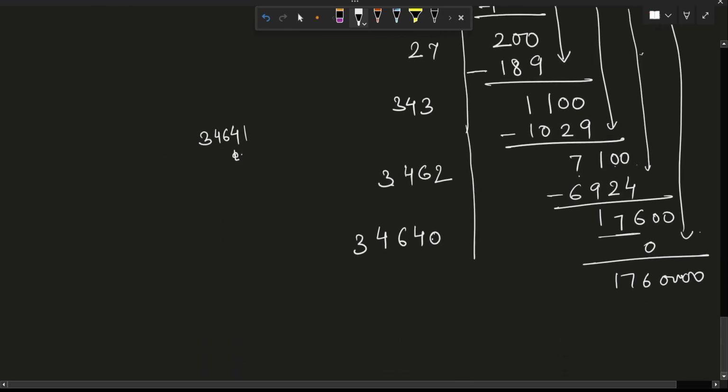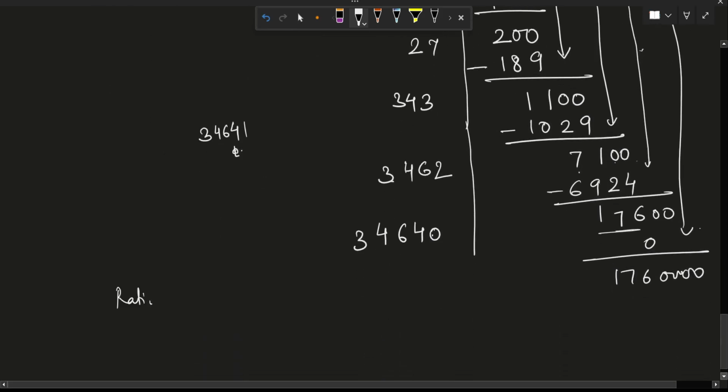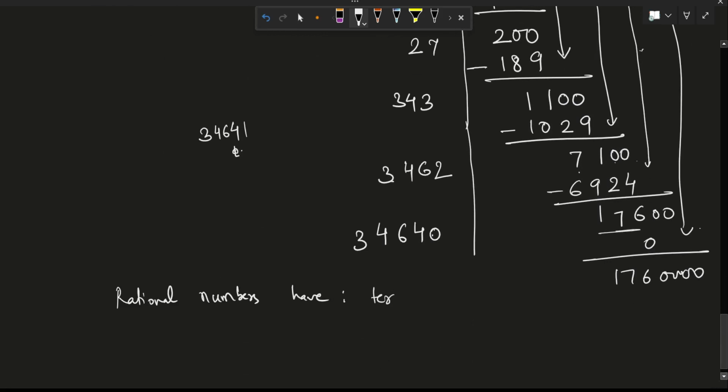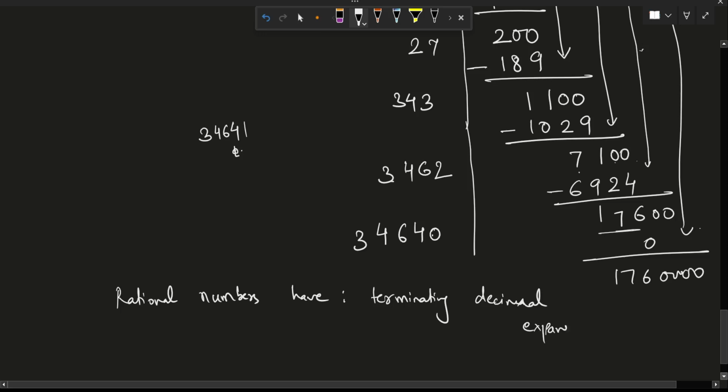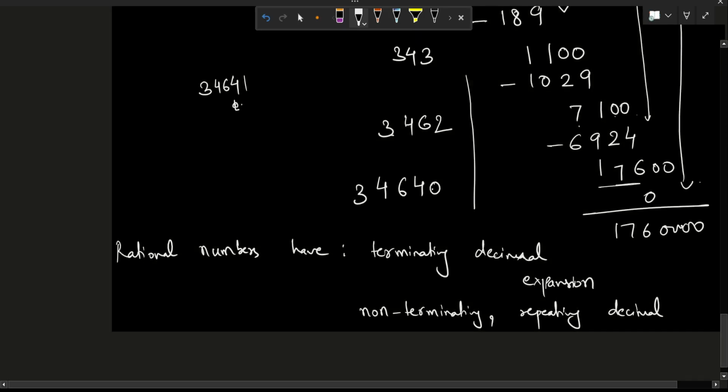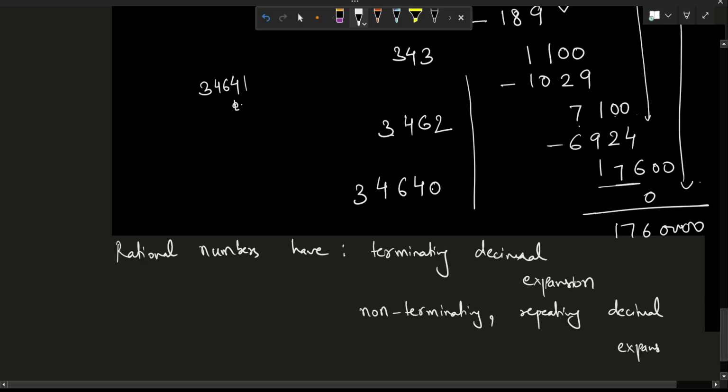So from here we came to a point that all rational numbers have either a terminating decimal expansion, or if non-terminating, it is a repeating decimal expansion.